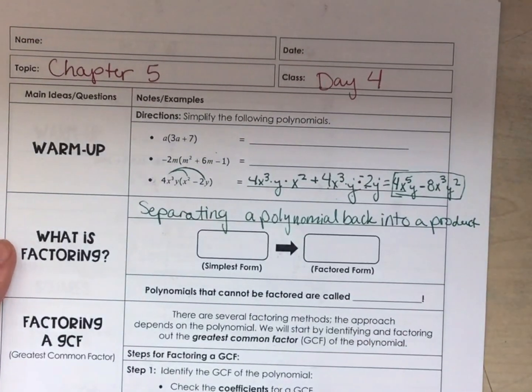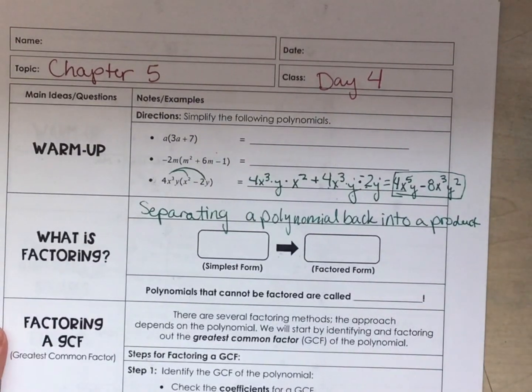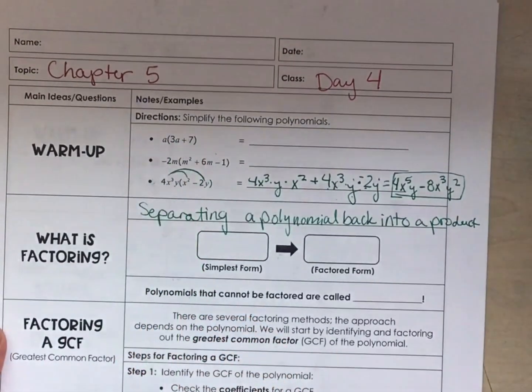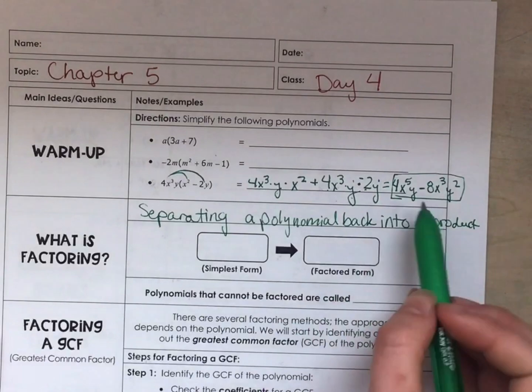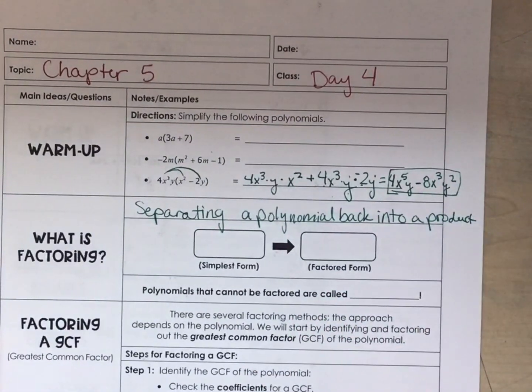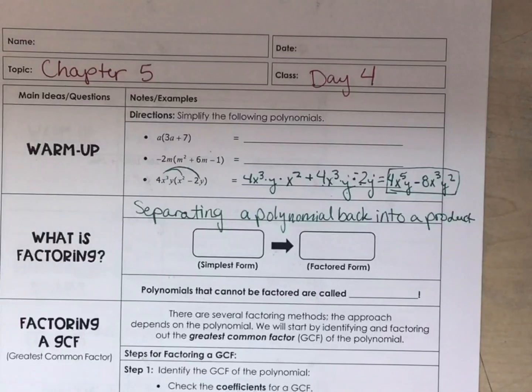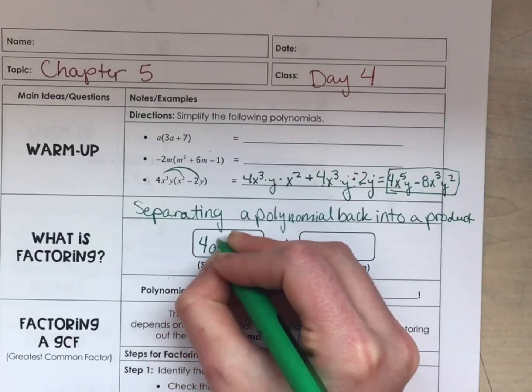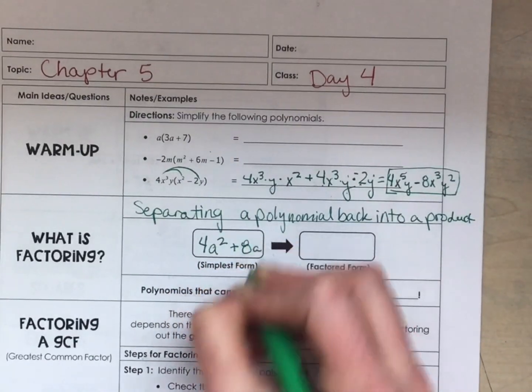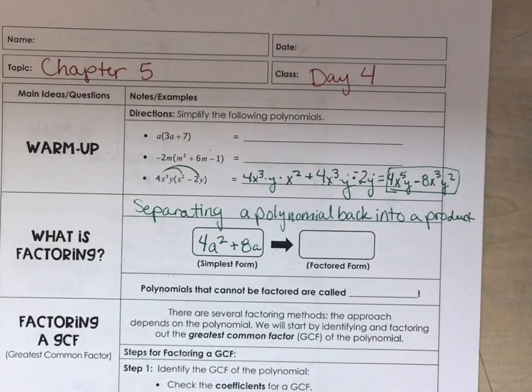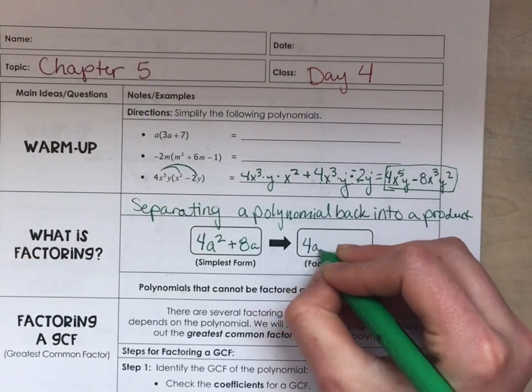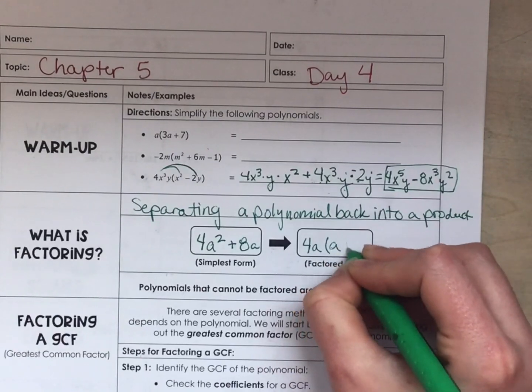Now, this term product here does not mean some sort of thing that you're going to go buy at the store, right? Product here means a form of multiplication, very similar to these warm-up problems here, multiplying two things together. So in simplest form, that's what we had here with our 4x to the fifth y minus 8x to the third y squared. Now, if I had something in simplest form, it could be 4a squared plus 8a. And in factored form, it would look something like this, 4a times a plus 2.